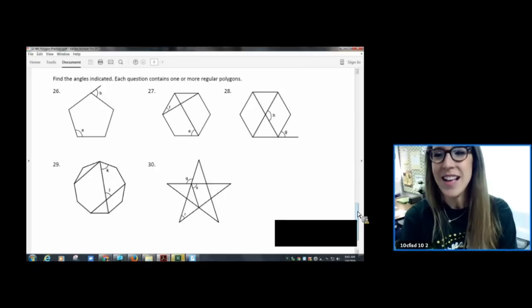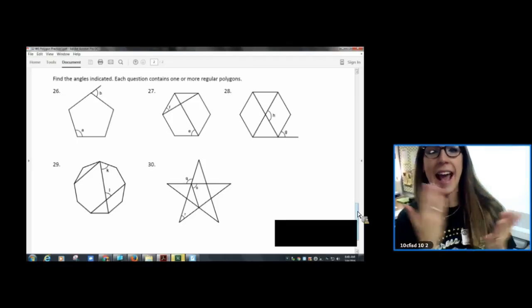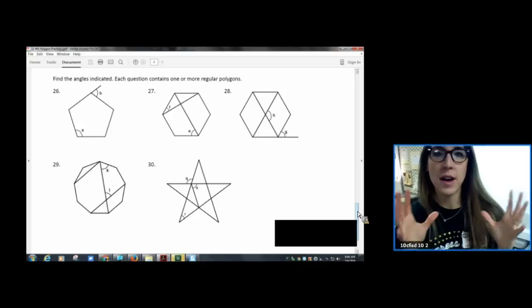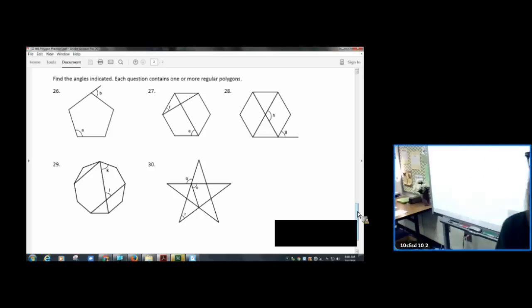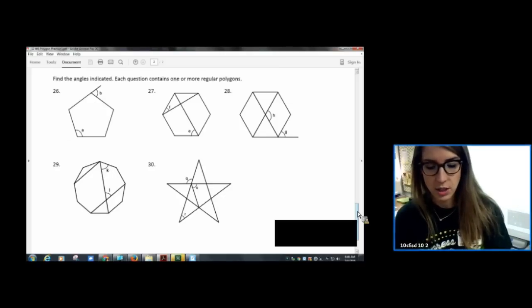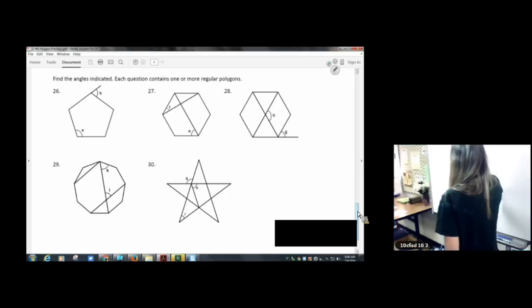27, here we go. Now, what I always do first when I'm looking at these problems is I count the number of sides and I find out how many degrees are in the shape. Because we always want to have that as our grounding. How many degrees do we have to work with? So on number 27, that is a 6-sided shape. It's a hexagon. 6 minus 2 times 180. Look at that. We have 720 degrees to work with.